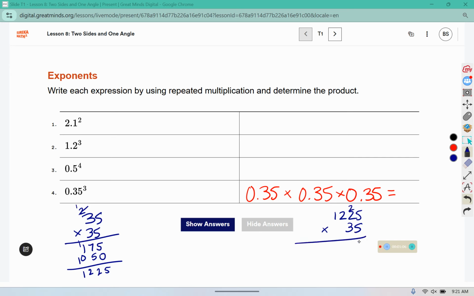5 times 5 is 25. 5 times 2 is 10, plus 2 more makes 12. 10 plus 1 more makes 11. 5 plus 1 more is 6. 3 times 5 is 15. 3 times 2 is 6, plus 1 more is 7. 3 times 2 is 6, and 3 times 1 is 3.